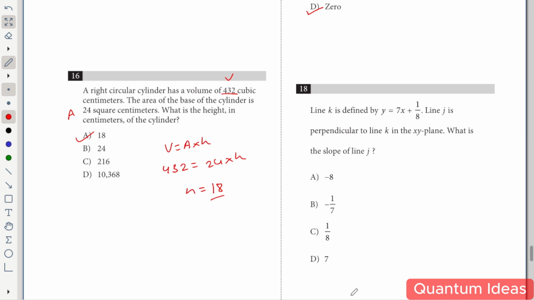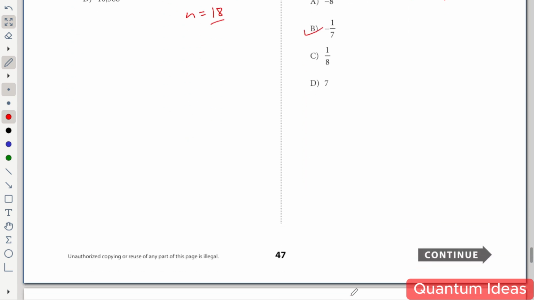Number 18. Line K is defined by this equation. Line J is perpendicular to line K. What is the slope of line J? By the perpendicular condition, the slope of this line, in the form mx plus c, is 7. So the slope of line J, let's say mj, will be negative 1 over the slope of this line, by the condition of perpendicularity. So minus 1 by 7 must be our answer. So let's move to number 19.